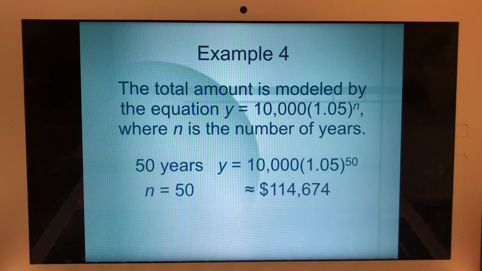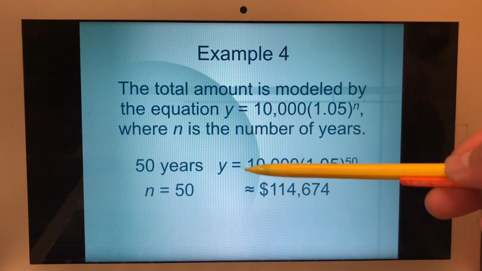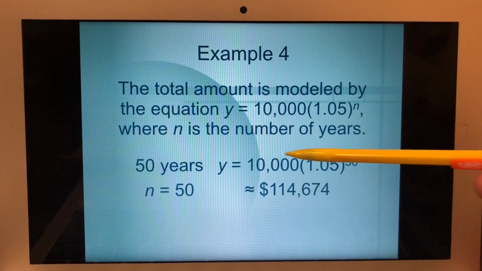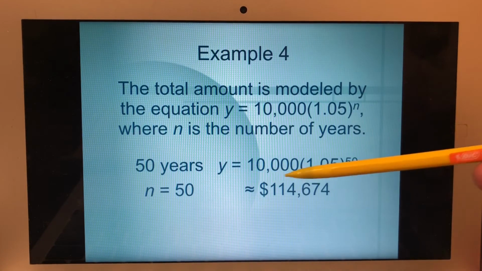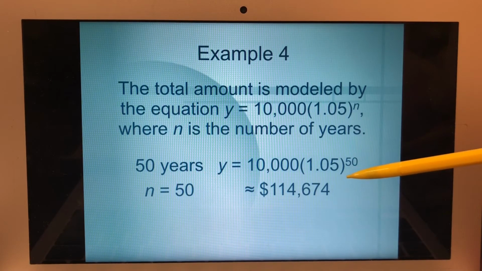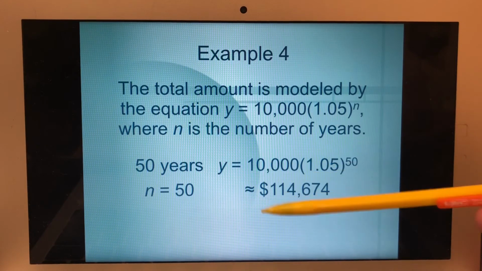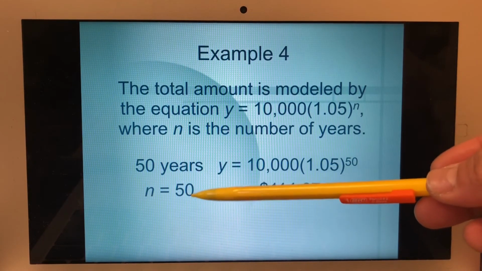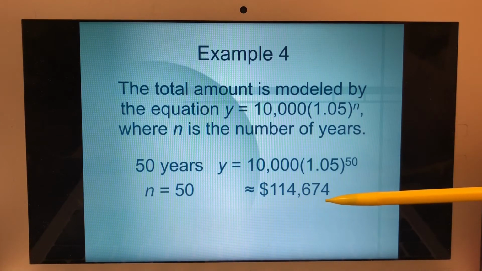So let's say that once you get into college, you invest $10,000. Or, in your first year of working, you earn lots of money and you save up your $10,000 in a savings account or an investment that earns 5%. By the time you are ready to retire, you will have $114,674 in your investment account.